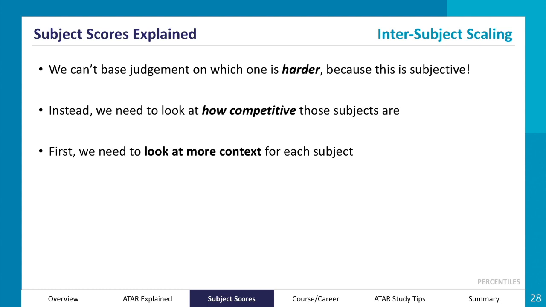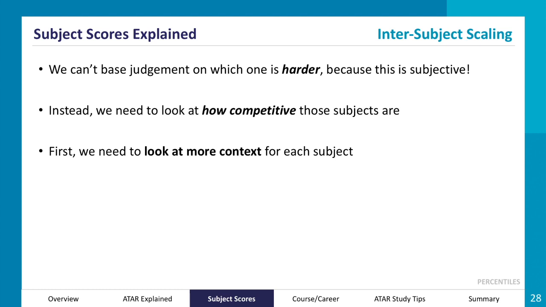But on the flip side, you're doing math and find it really, really easy, whereas I'm doing math and find it really, really hard. So we need something more objective, and something more objective that we can actually find or ascertain is how competitive those subjects are. Essentially, how difficult it is to rank, say, first in a subject as opposed to first in another subject. So to do that, or to find that out, we need more context.